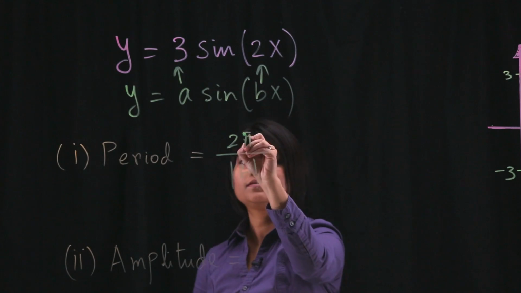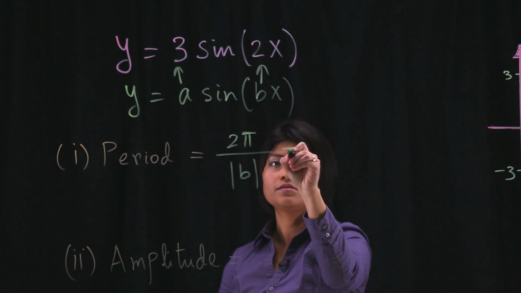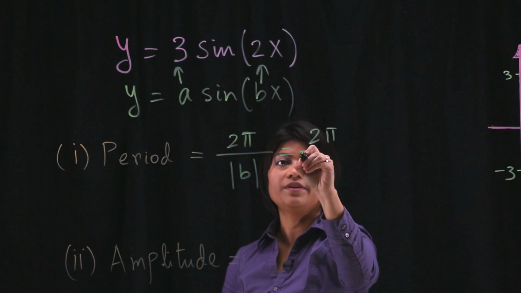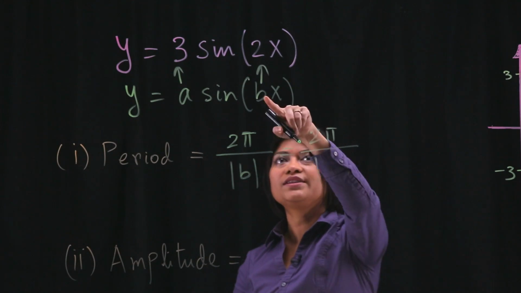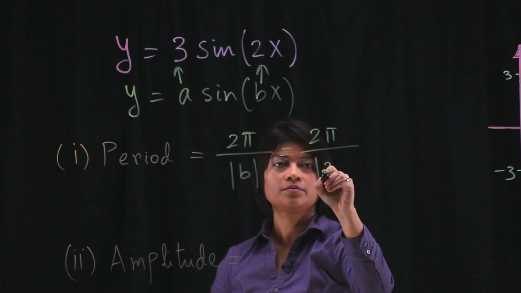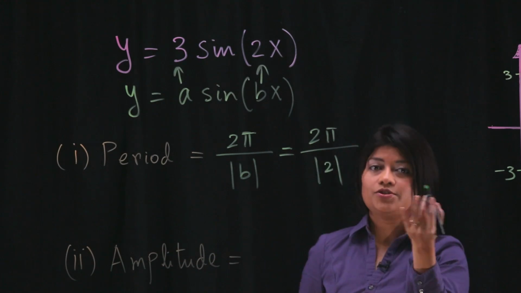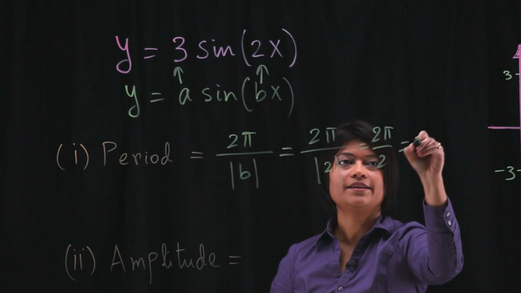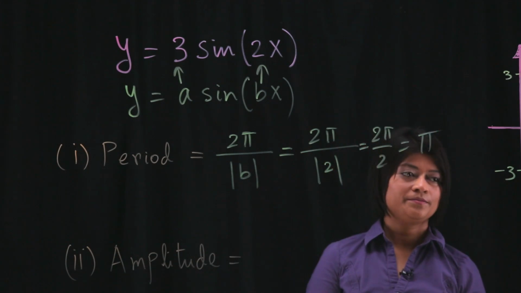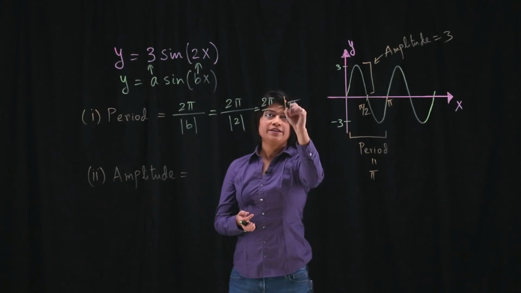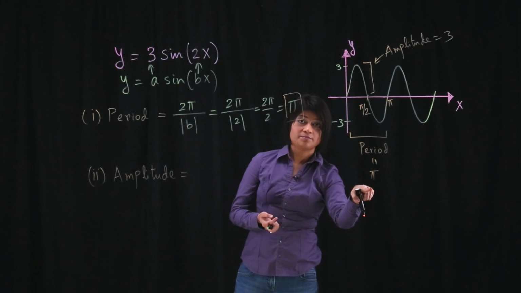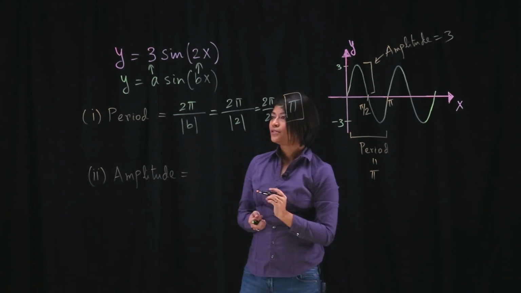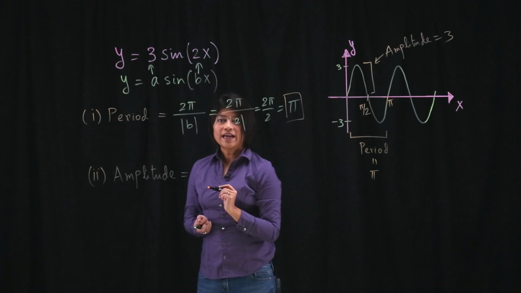So let's see what the period will be in this case. It will be 2 pi divided by the absolute value. What is our b? b is 2. But absolute 2 is just positive 2. So it's 2 pi over 2, and that is pi. It matches, right? Look, we got pi to be our period. So it's correct. Okay, what about amplitude?